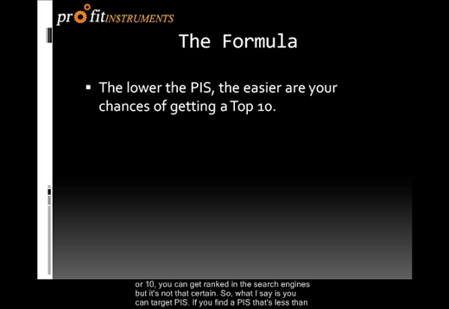So what I would say is you can target PIS. If you find a PIS that's less than 5, well, then you can be absolutely sure that you're going to get ranked very easily and very quickly in the search engines and get a good amount of traffic. Obviously the amount of traffic depends on the search volume for that keyword.